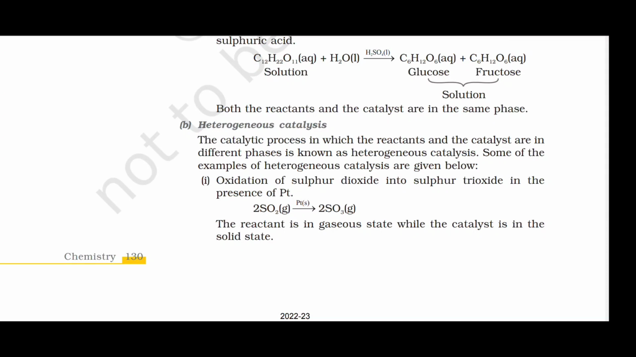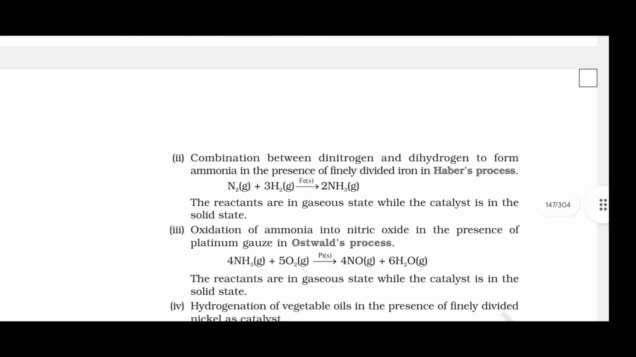Heterogeneous catalysis. The catalytic process in which the reactants and the catalyst are in different phases is known as heterogeneous catalysis. Some of the examples of heterogeneous catalysis are given below. First, oxidation of sulfur dioxide into sulfur trioxide in the presence of platinum, that is Pt. The reactant is in gaseous state, that is sulfur dioxide, while the catalyst, that is platinum, is in solid state.